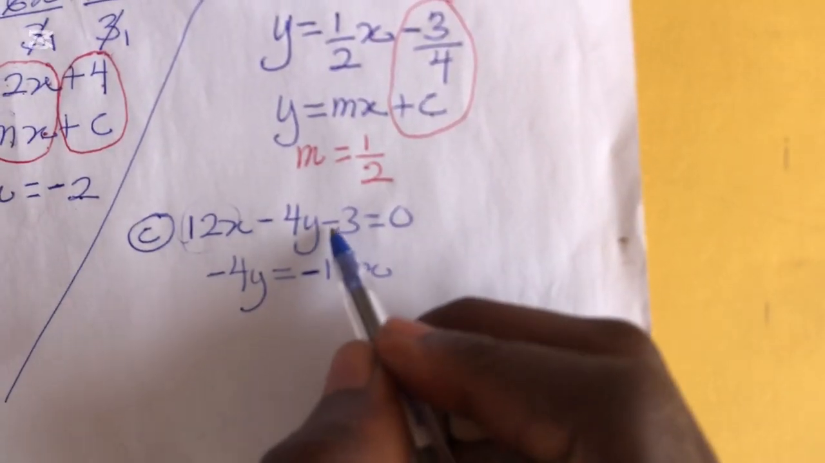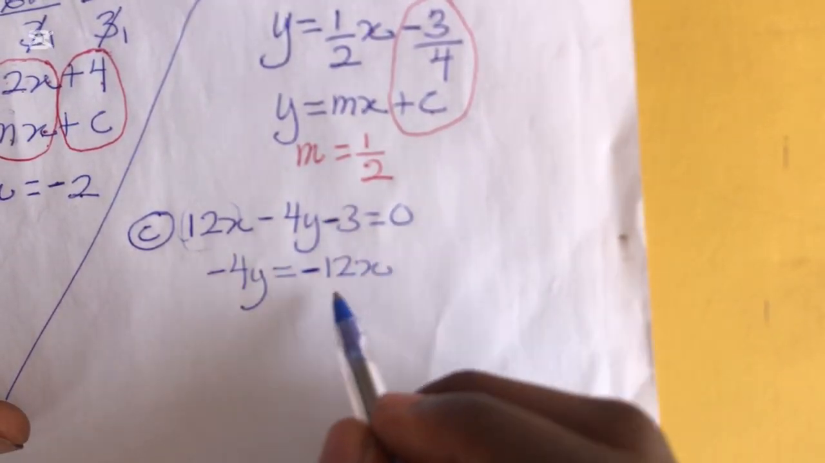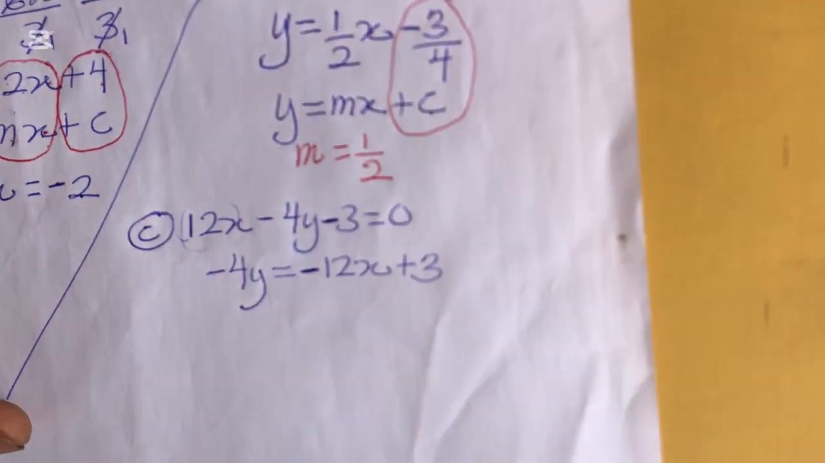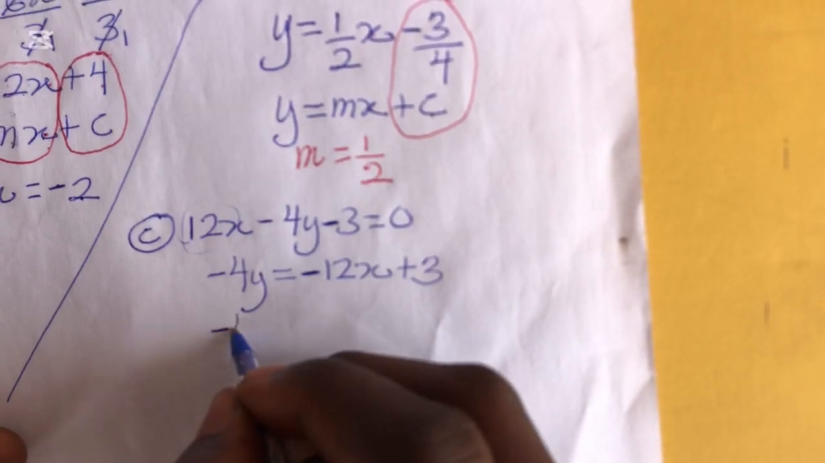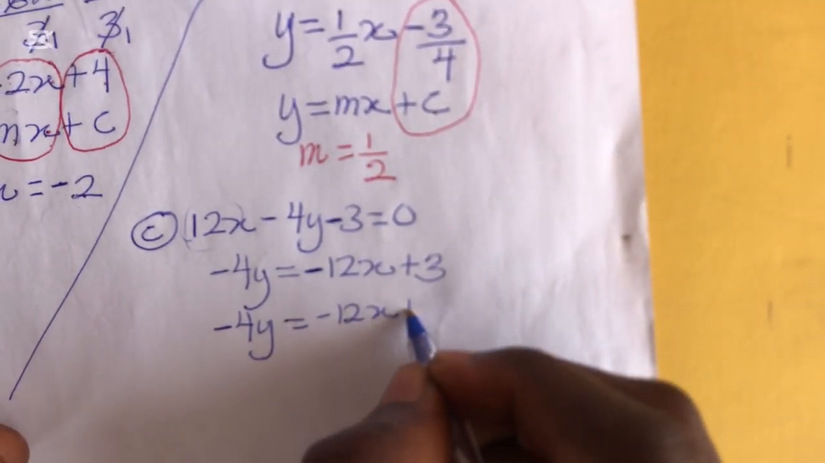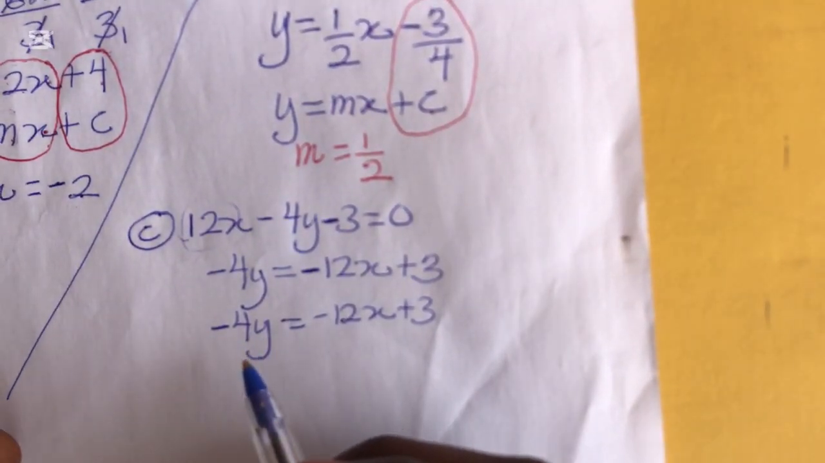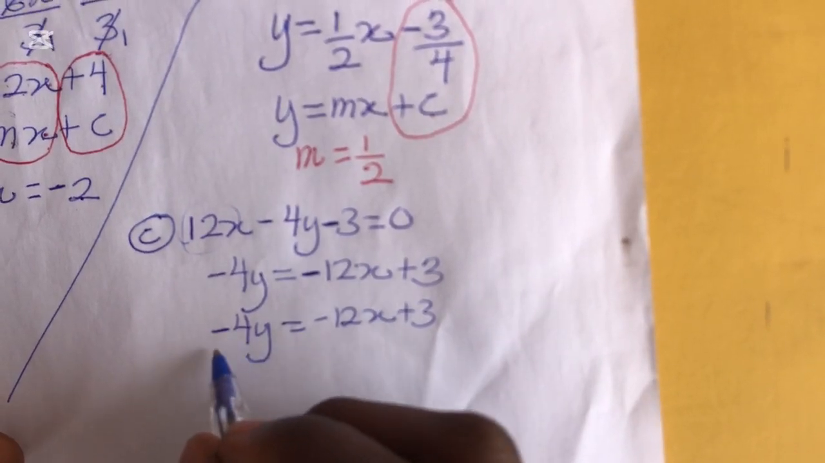Now, over here, at the left hand side, initially it was minus 3, but it is also moving to this side. So it becomes what? Plus what? 3. I hope you understand. So we'll be having what? Minus 4y is equal to minus 12x plus 3. What are we going to do to get the y to stand alone? We are going to divide everything by what? The coefficient of y, which is minus 4.